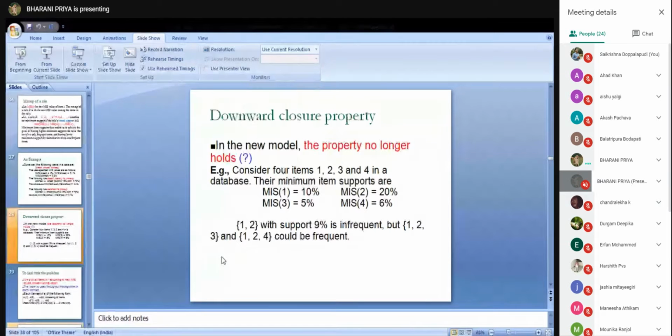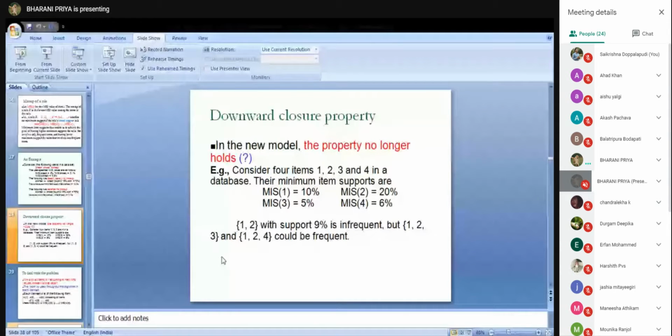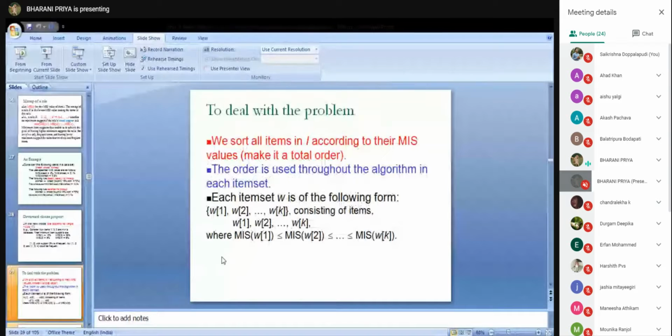Is this point clear? Yes, ma'am. Very good. So to deal with this problem, what we need to do is sort all the items according to their MIS values first. And when you sort these items, that sequence should be used in the entire algorithm. Only that sequence should be considered.